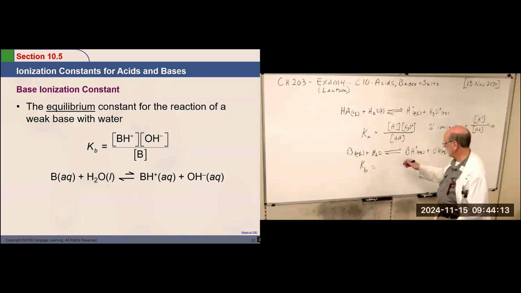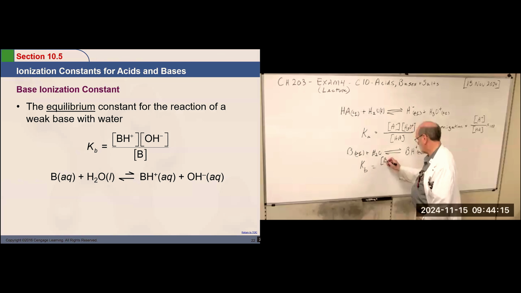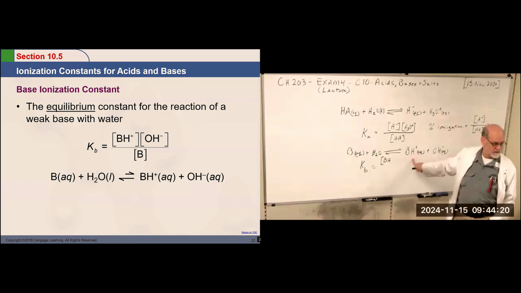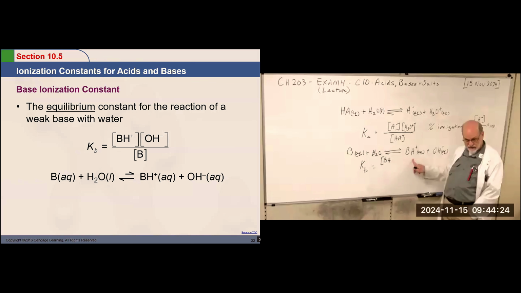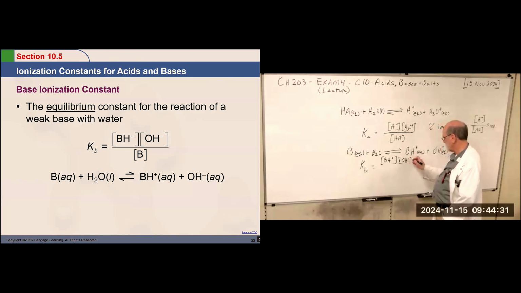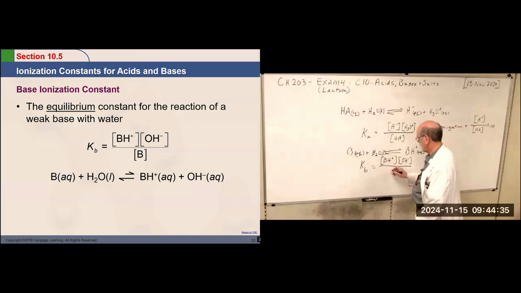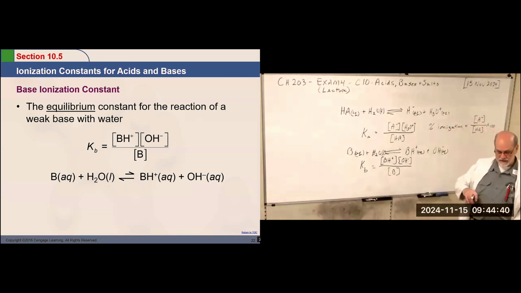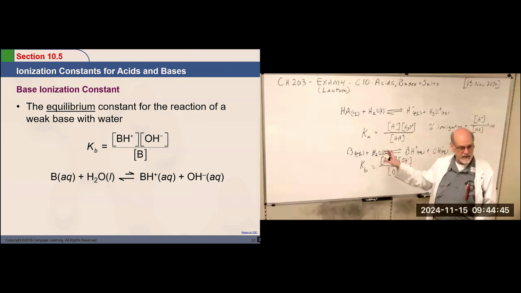It would be, if this is the base, what's this? The conjugate acid. Now it has a proton it can donate. That makes it an acid. And then the hydroxyl divided by, this is liquid, divided by the base. Okay. That's the equilibrium constant for the base.